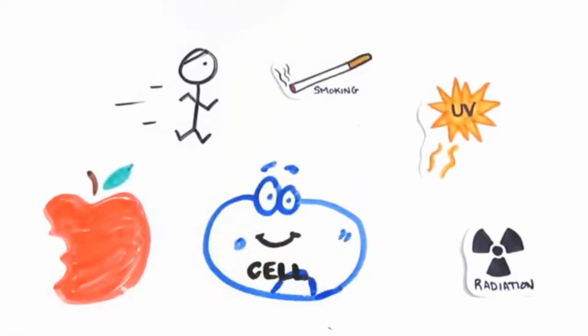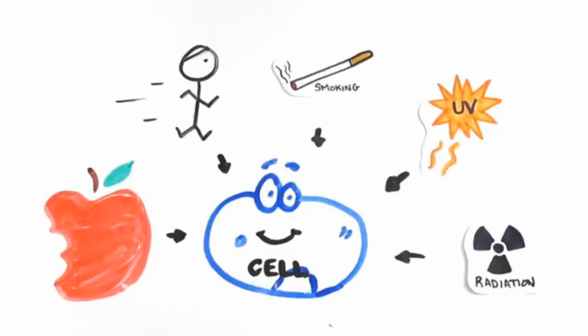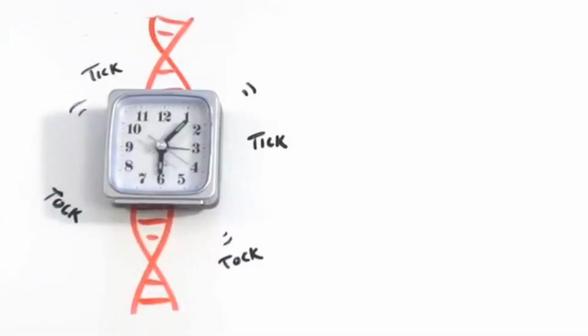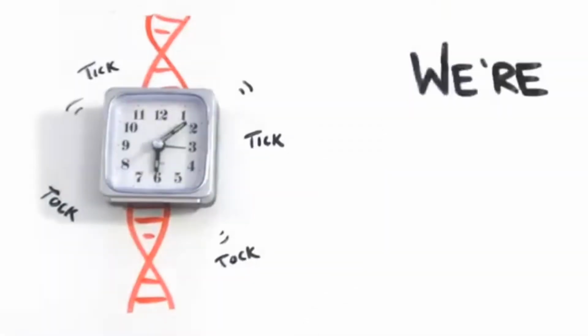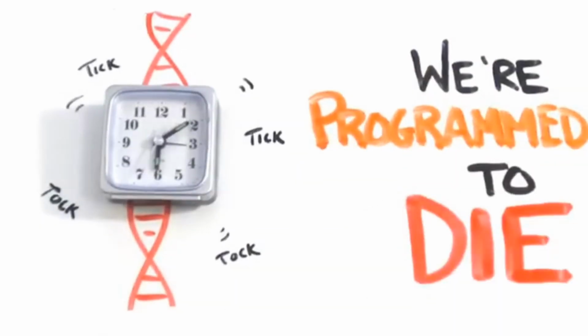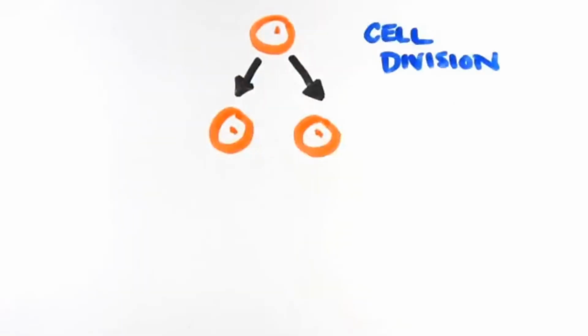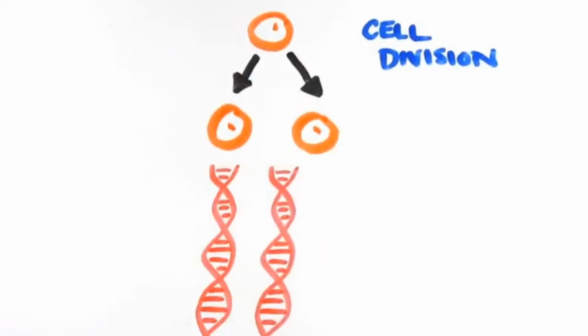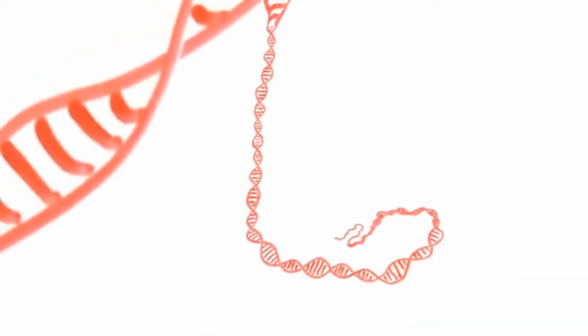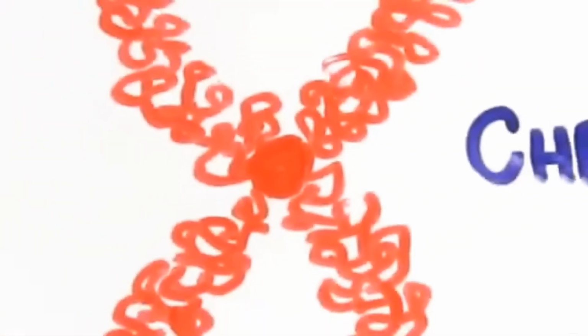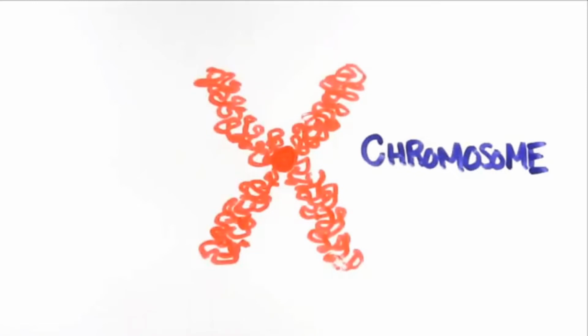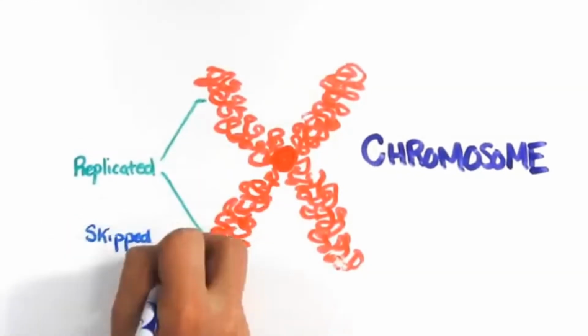But the surprising truth is that, apart from these, we actually have a biological clock buried within our genetic makeup, and this clock can only run for so long. In other words, we're programmed to die. Your body is made up of trillions of cells which are constantly going through cell division, and every time they divide, they make a copy of their DNA as well. This DNA is tightly packed into structures called chromosomes, of which humans have 23 pairs. The problem is, DNA replication isn't quite perfect and skips over the end of each chromosome.